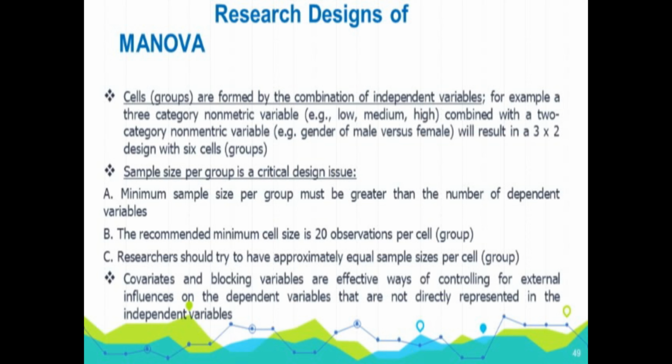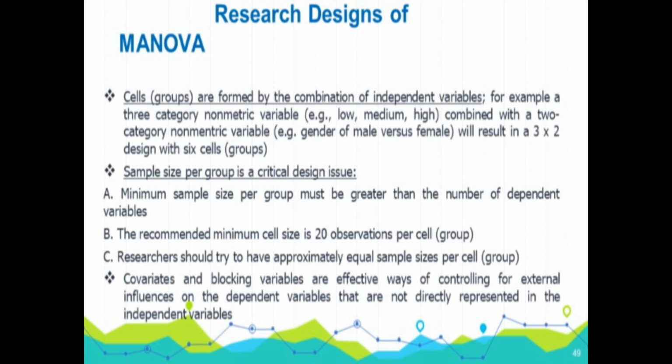Research designs for MANOVA. Cell groups are formed with a combination of independent variables. For example, a 3-category non-metric variable, low, medium, high, combined with a 2-category non-metric variable, gender of male versus female, will result in a 3x2 design with 6 cell groups.